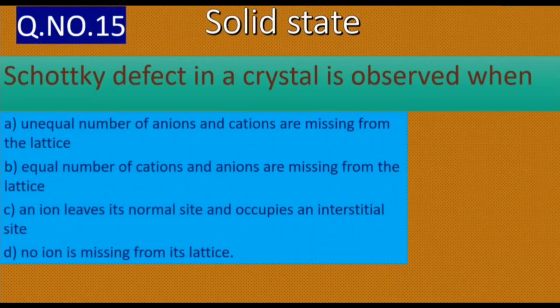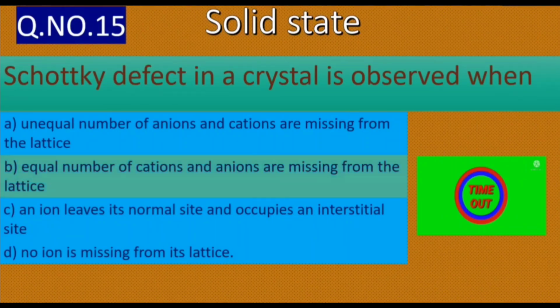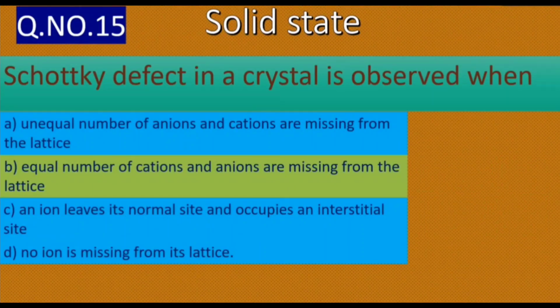Question number 15. Schottky defect in a crystal is observed when? Answer B, equal number of cations and anions are missing from the lattice.